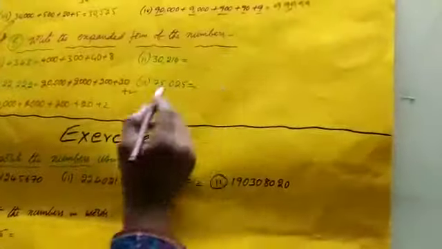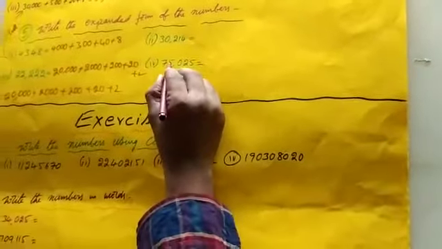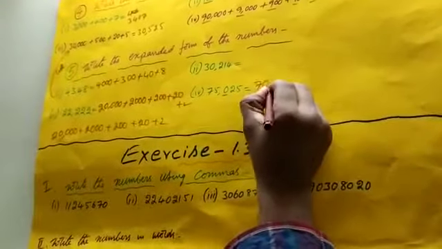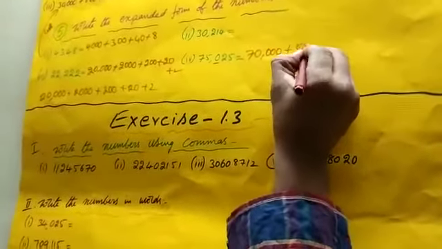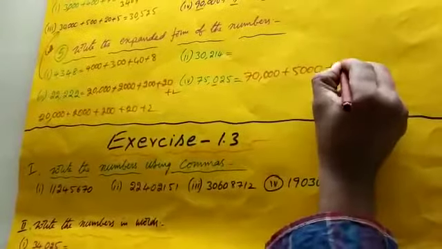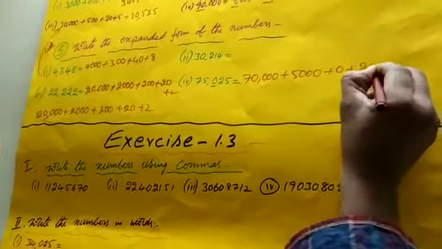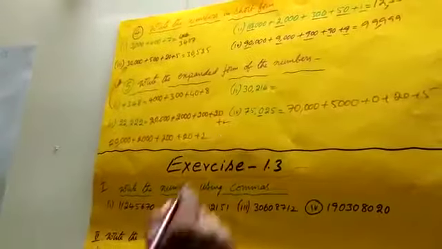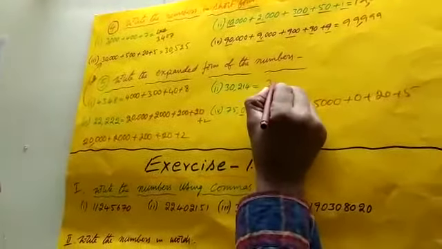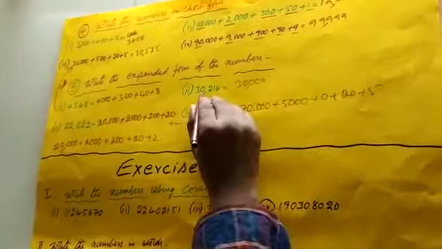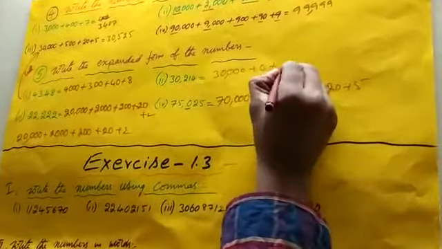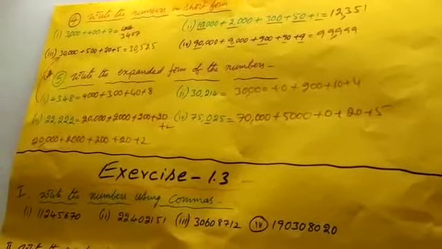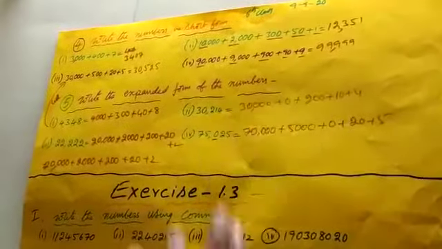Go to 75,025. First of all, see ones, tens, hundreds, thousands, ten thousands. The hundreds place is 0, so leave that. Therefore, 75,025 is 70,000 plus 5,000, plus 20 plus 5. Then 30,014 means 30,000, thousands is 0, plus 10 plus 4. Okay, this is the completion of 1.2.